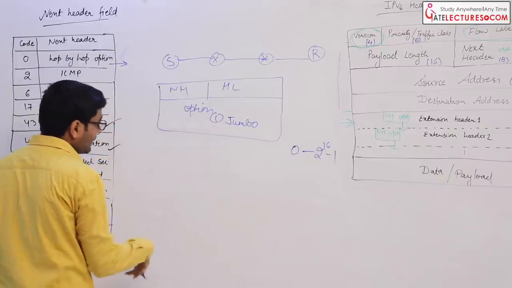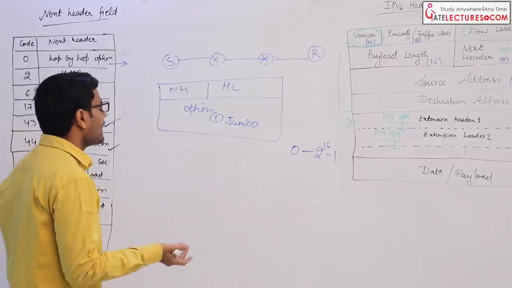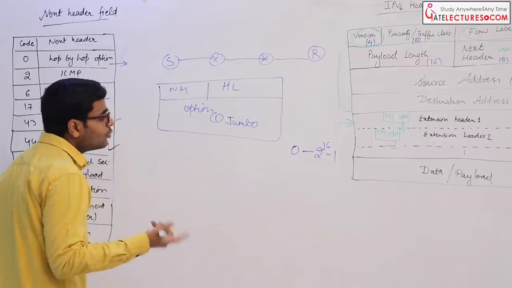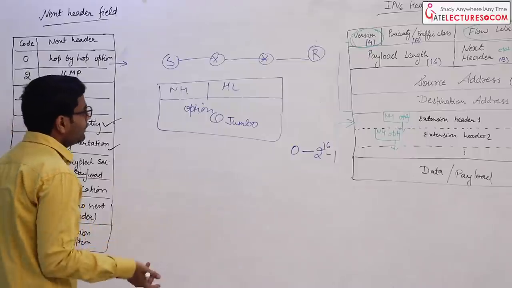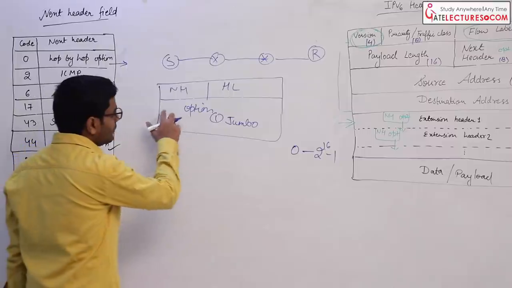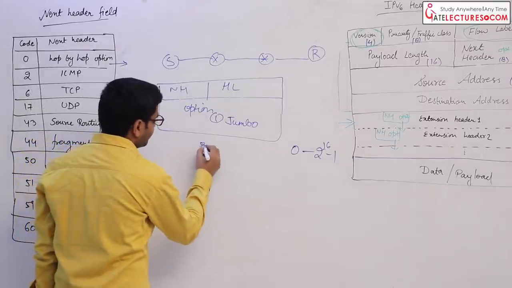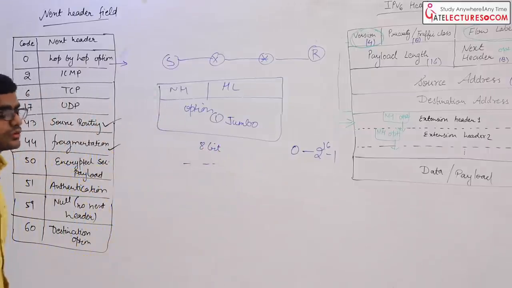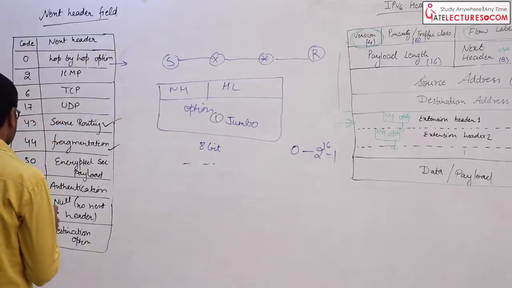Fine. And like in IPv4, you want the size of the packet to be a multiple of 4 or 8, so in IPv4 you do padding. Similarly, we do padding here as well. So if the option field in this header is less than 8 bits, we add some bits to make it a multiple of 8 bits. This is the padding we have. Fine. So this is about the hop by hop option.